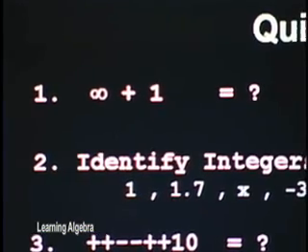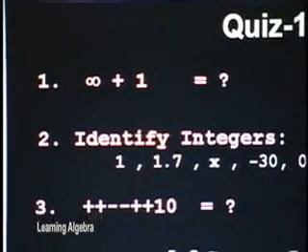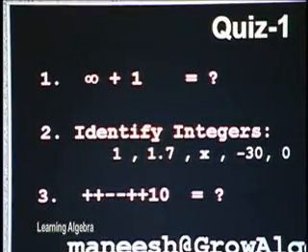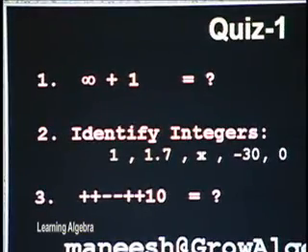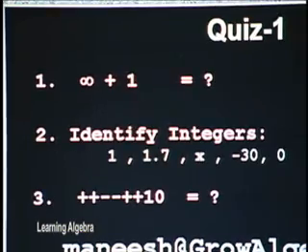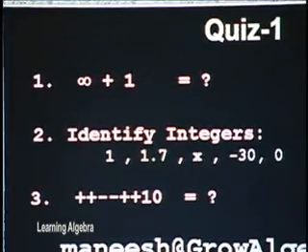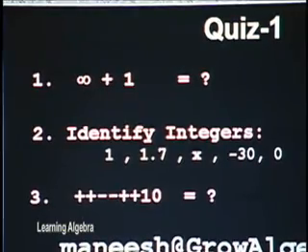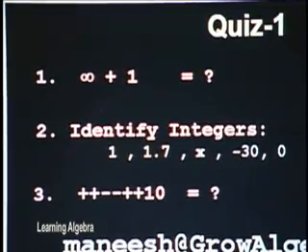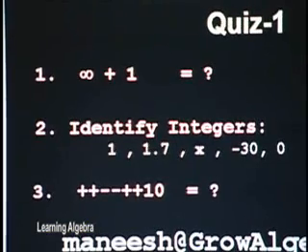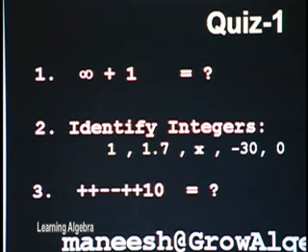And second question, identify integers out of these 5 numbers: 1, 1.7, x, minus 30, and 0. You have to tell me which numbers or symbols represent integers. Our third question, what will be the value of plus plus, minus minus, plus plus 10? You remember our 2 tips which we talked about so far, and you have to apply both of those steps and see what the value will be.